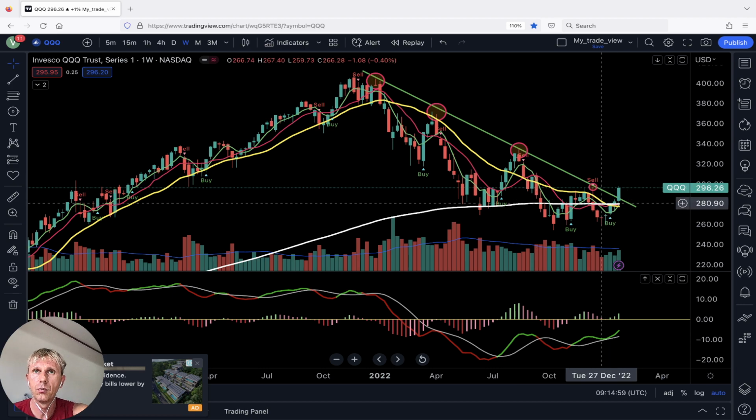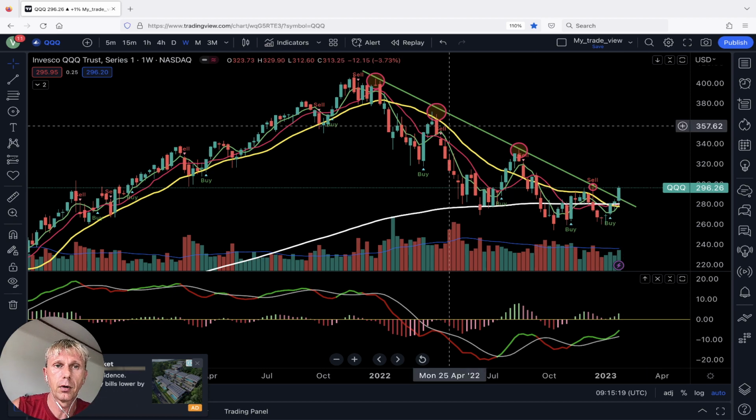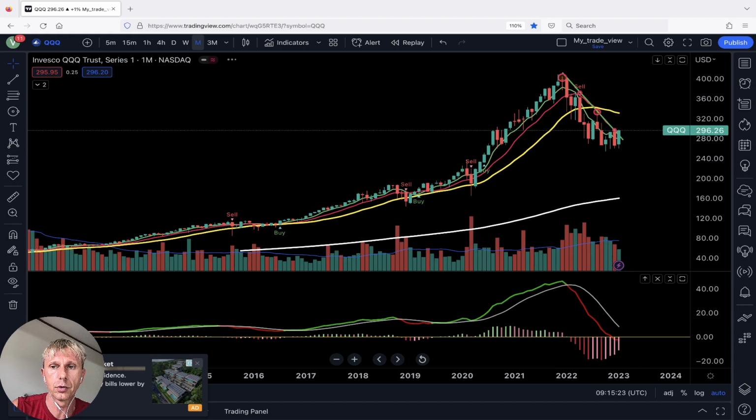Be ready, be careful. I believe this year we will see a market crash. And remember, I don't fight the market trend. I follow the market trend. Okay, buy signal, bullish trend on the weekly time frame. On monthly, still bearish for Qs.